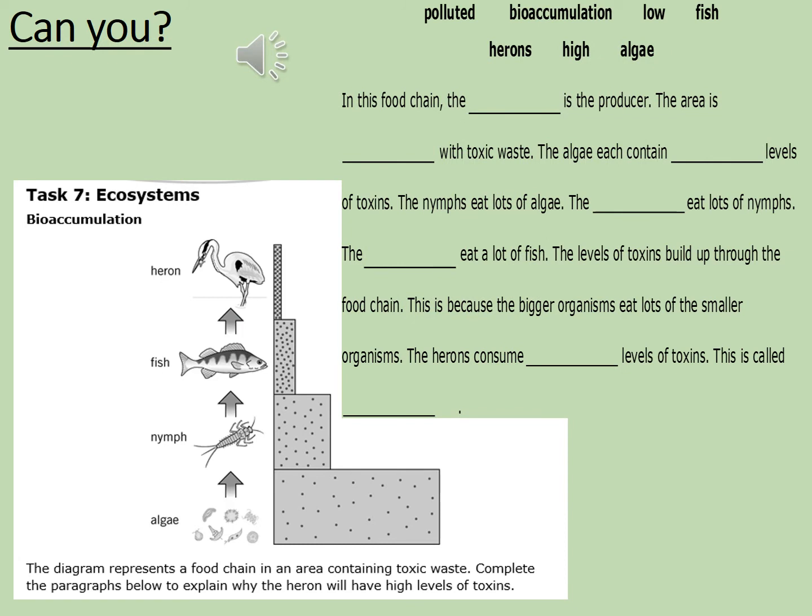In an ecosystem, we can show bioaccumulation by showing a food chain and showing the toxic waste moving through the food chain. Have a go at completing this task. Using the keywords at the top, see if you can fill this in. In a food chain, is the producer. The area is with toxic waste. The algae each contain levels of toxins.